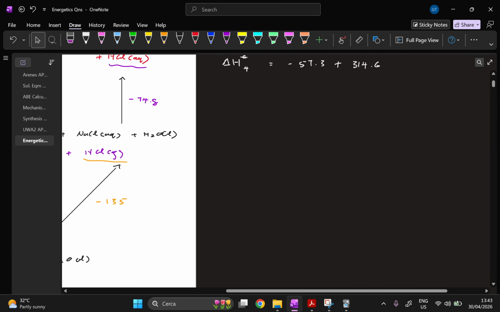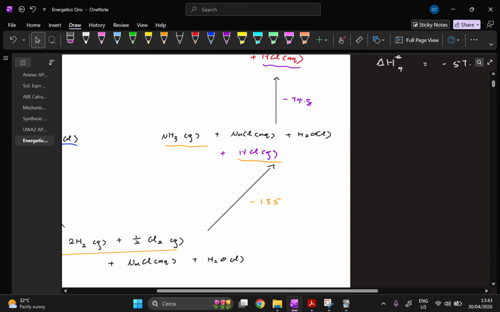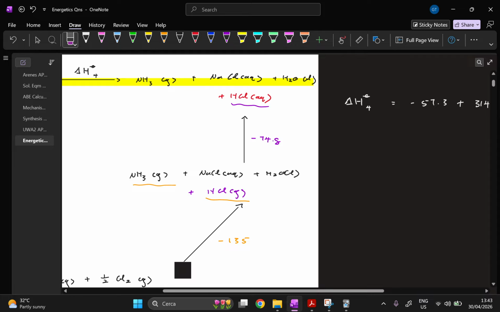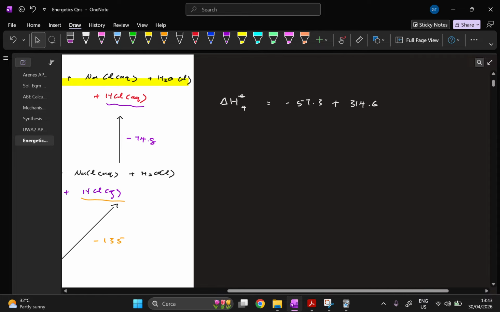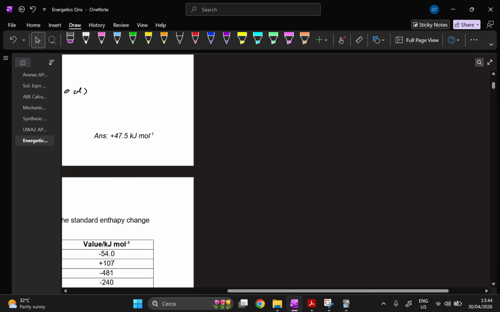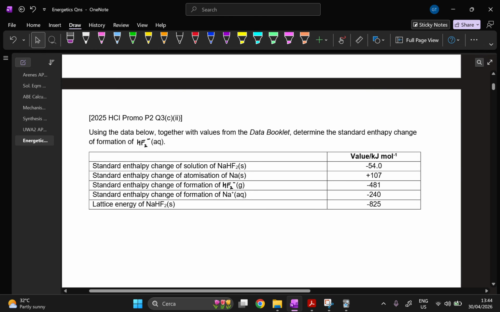If you need to pause, go back to what I just said, come back here. Okay, and understand that when you go against the direction of the arrow, you need to flip the sign. And then these two, quite simple lah. These two, I'm just following the direction, so don't need to flip sign. Just copy over. And if you press calculator, that should give you your answer of plus 47.5 kilojoules per mole. Remember, must have my sign, must have my units.